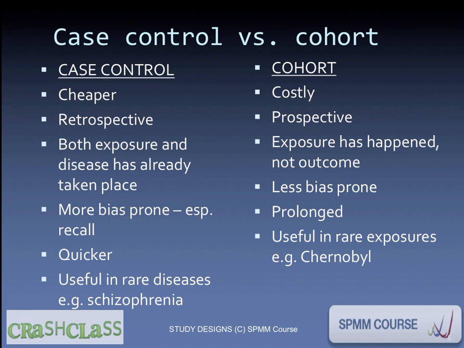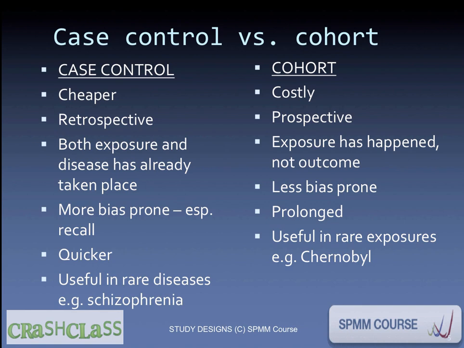If you are studying a rare exposure, then a cohort study is much more useful. For example, if you want to estimate the relationship between PTSD and nuclear accidents such as Chernobyl, it's better to do a cohort study. So you can follow up a cohort of people exposed to the Chernobyl disaster and a group of people who are exposed to a different type of trauma, and you can follow them up and see how many of them develop PTSD.